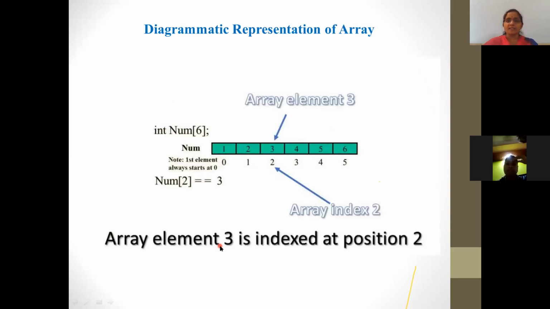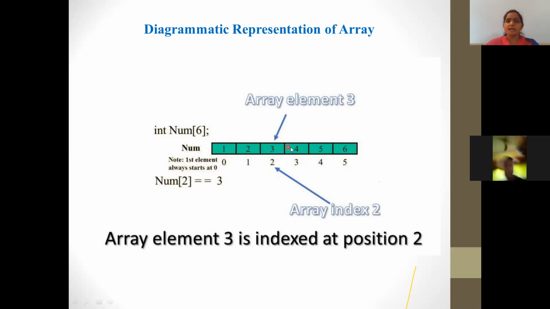Now this is the diagrammatic representation of the array, meaning how the actual array is and how the elements are stored in the array. See this diagram, the pictorial representation of the array. Here I have taken the example int num[6], where num is the name of the array and it consists of 6 different values. See this colored rectangle, that is called num, and it consists of the 6 values 1 2 3 4 5 and then 6.